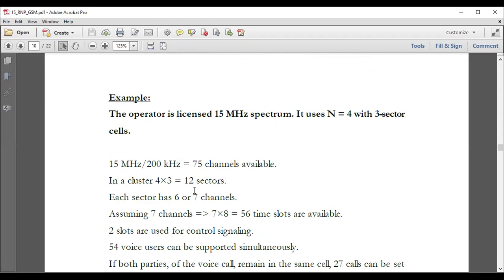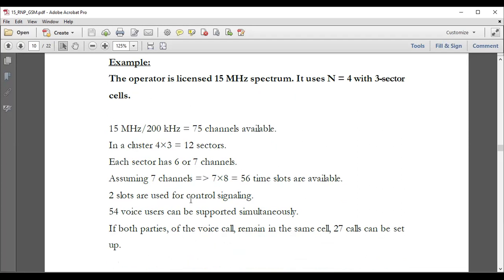You can also think of it this way, that we have 200 kilohertz chunks for use in 2G. So the 15 megahertz spectrum consists of 75 channels. 15 megahertz by 200 kilohertz, 75 channels. So these 75 channels you have to distribute among 12 sectors of every cluster. So every sector in a cluster will get 6 or 7 channels on average.